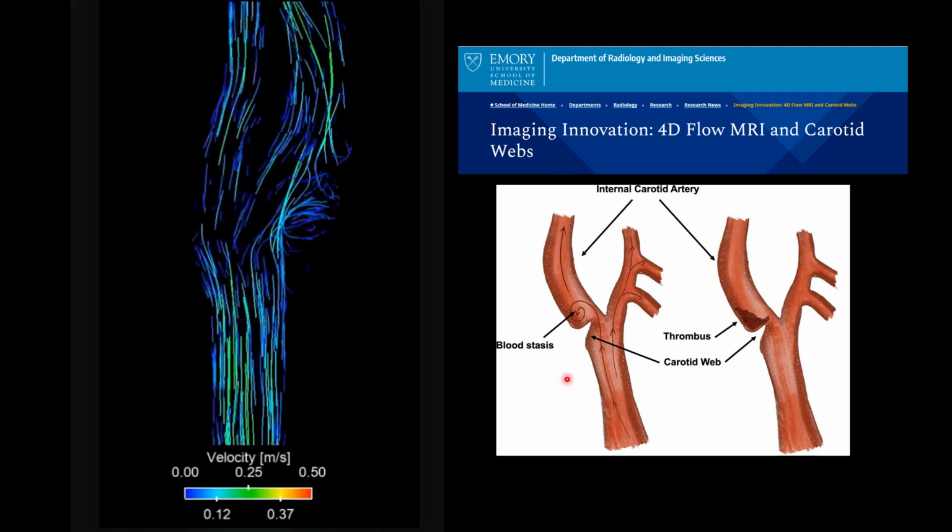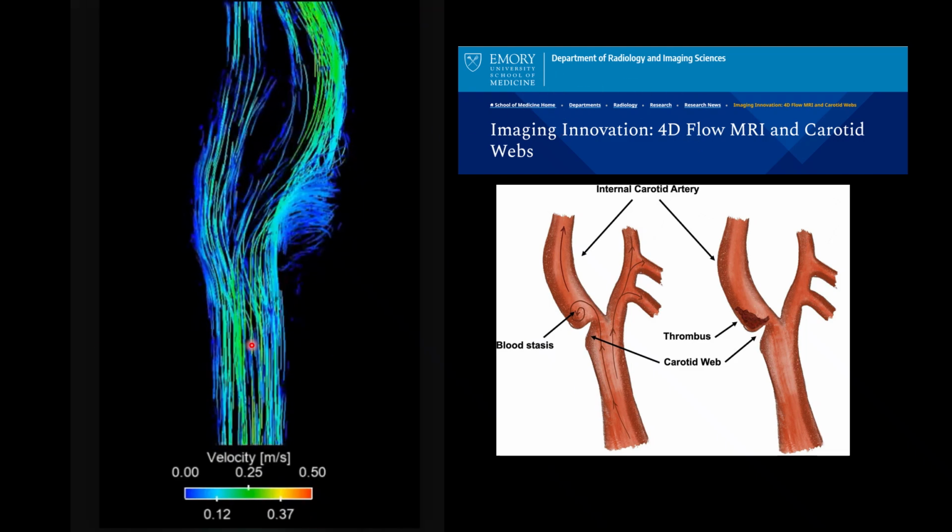What exactly happens in a case of carotid web is, because of the shelf-like defect, there is a stasis of flow. Instead of going superiorly, there is a sluggish stasis flow on the superior aspect of the carotid web, which results in thrombus formation. This was proved by 4D flow MRI images done at Emory University School of Medicine.